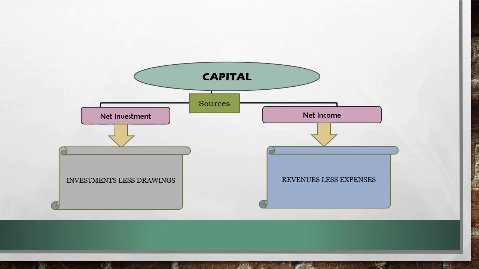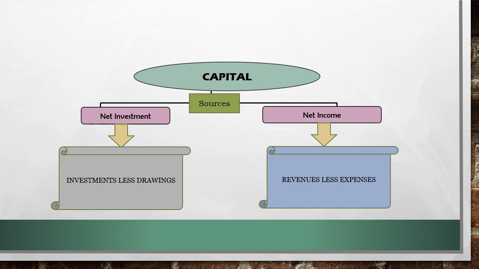The third element of accounting is the capital. Capital is the residual interest in the assets of the enterprise after deducting all its liabilities. So in short, capital is asset minus the liabilities. So it is the owner's contributions to the business.